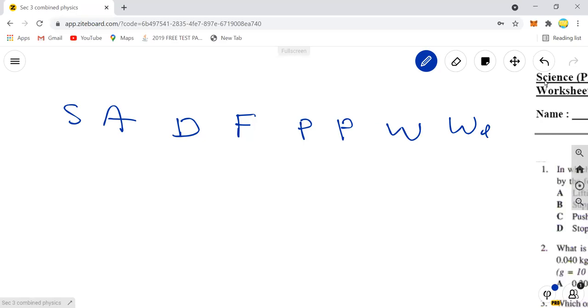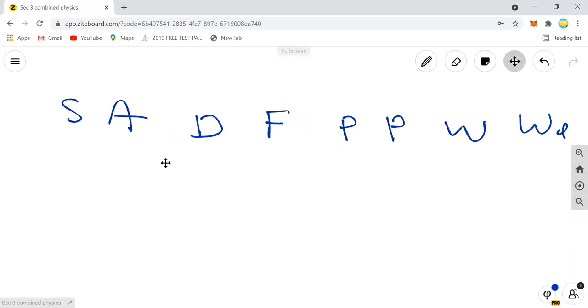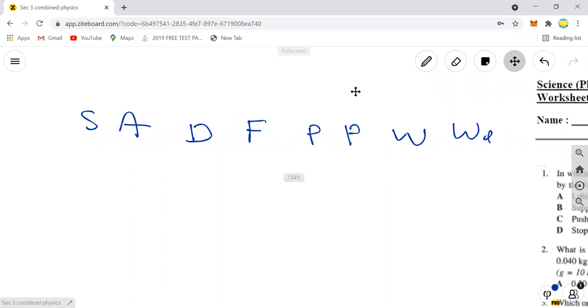Okay, so this is the acronym for memorizing physics formulas. S, what does S stand for? Let's start from German. Speed. What's speed? Speed equals distance over time.